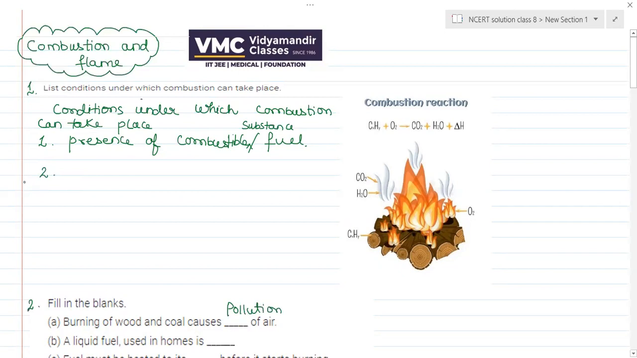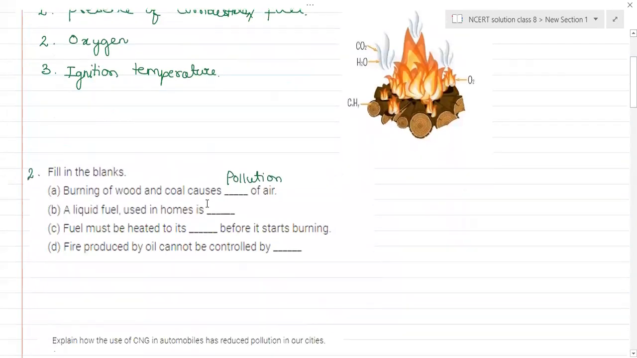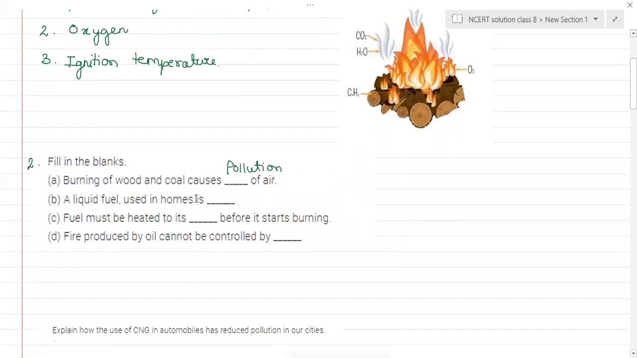And then you need oxygen, presence of oxygen. And third, you need ignition temperature. So you need three conditions mostly, because you need a combustible substance or a fuel, you need oxygen, and you need ignition temperature, the minimum temperature at which it will catch fire.